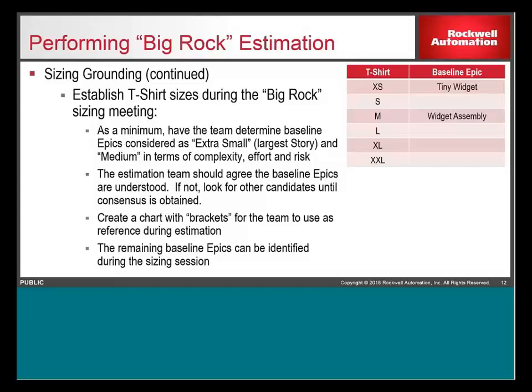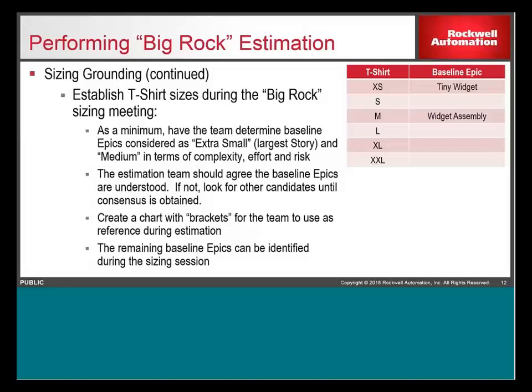The team should agree that the baseline epics are understood and that they would be appropriate for that particular T-shirt size. If you don't have agreement or consensus, then it's certainly worth reviewing the list in the outline to identify any other candidates for what you could consider a small, medium, large, extra small, or whatnot.